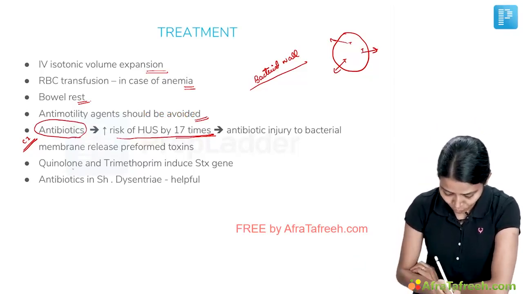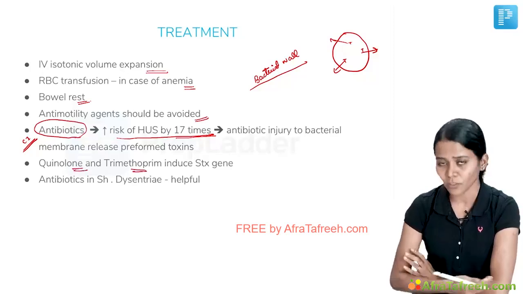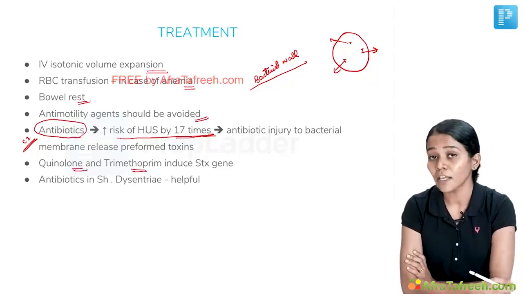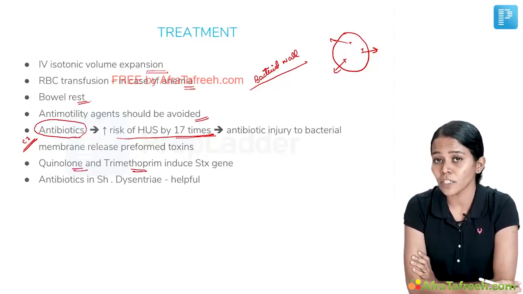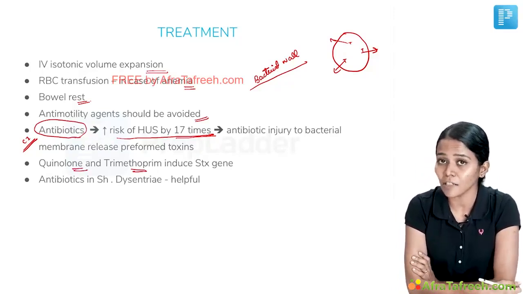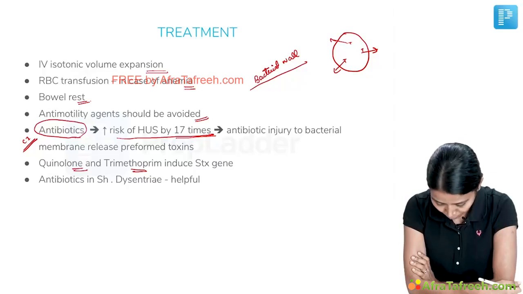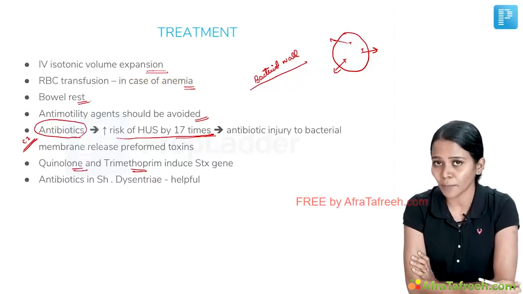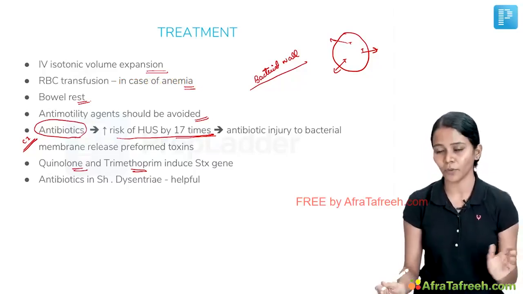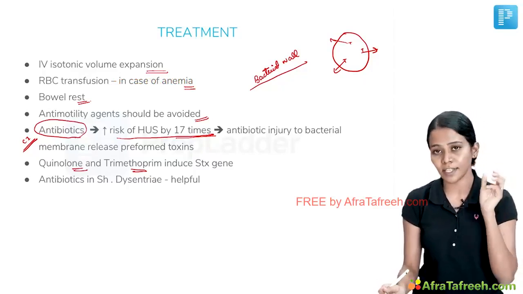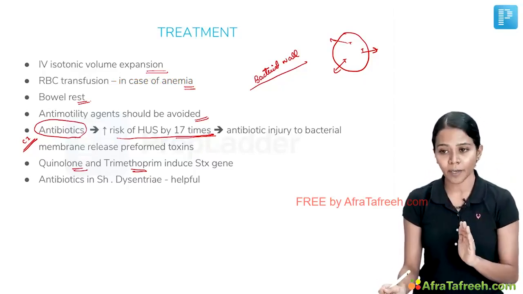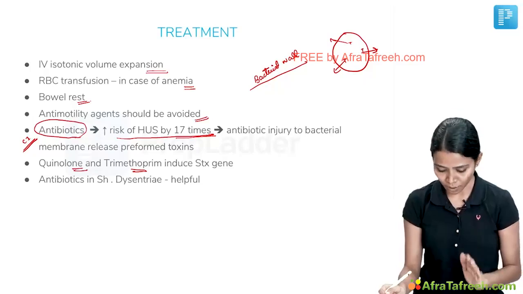And quinolone and trimethoprim especially. Quinolone is a common drug that is used in diarrhea. That is going to induce the Shiga toxin producing gene in the bacteria. So, that also should be avoided. But in Shigella dysentery, it might be helpful. This is in E. coli. In Shiga toxin E. coli, that is STEC-HUS, antibiotics are absolutely contraindicated.